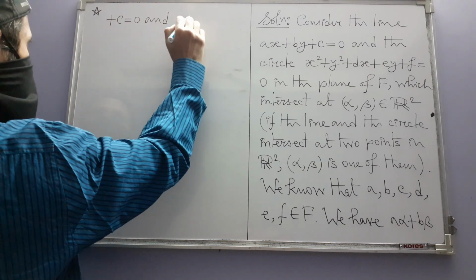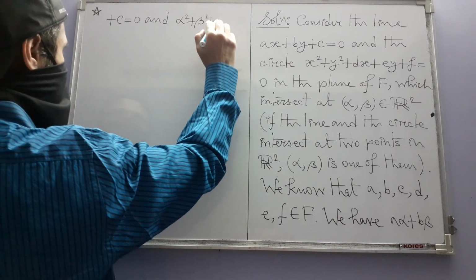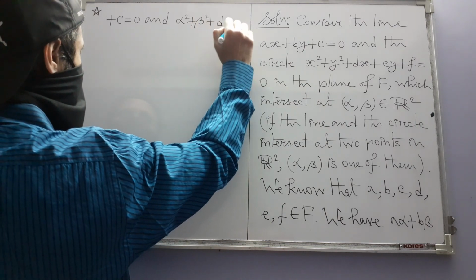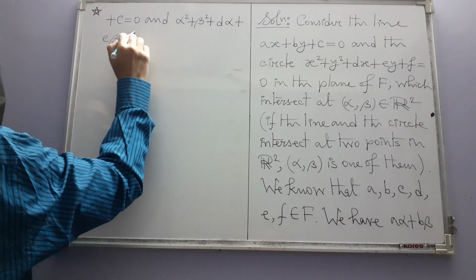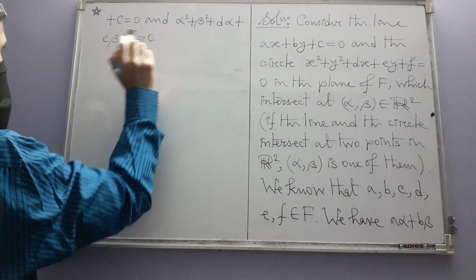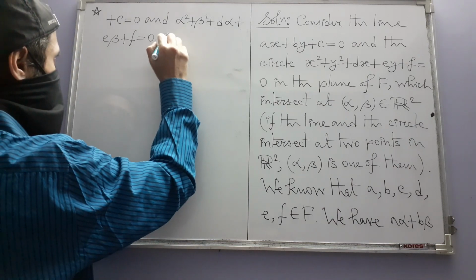And alpha square plus beta square plus D alpha plus E beta plus F equal to 0. Now we consider those two conditions.